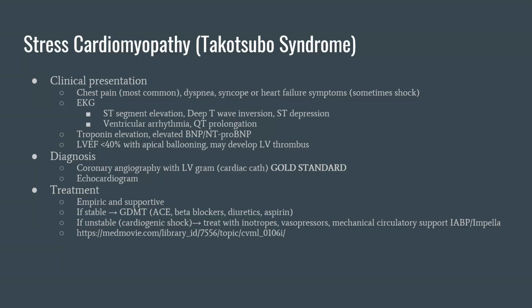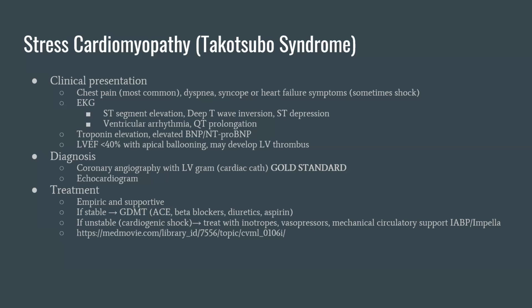Stress cardiomyopathy, usually their EF is going to be less than 40% with apical ballooning, and they may develop an LV thrombus, right? Because if the apex specifically is the area that's dilated and not moving, blood can pool, we can get a thrombus there. So that's something you're looking for on the echo.